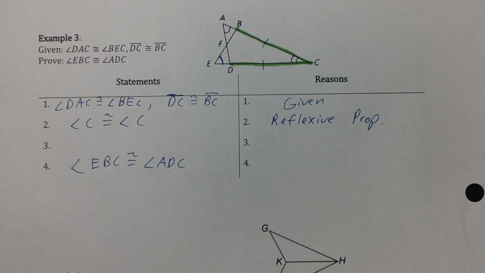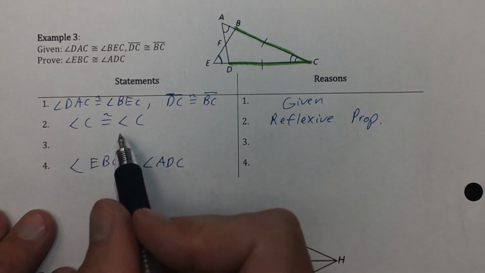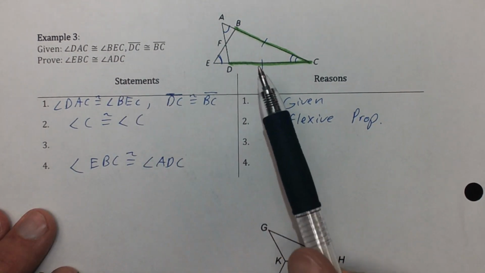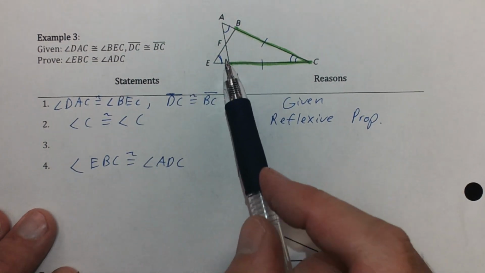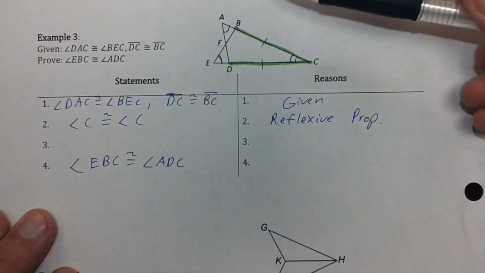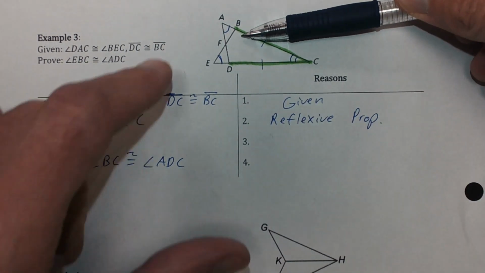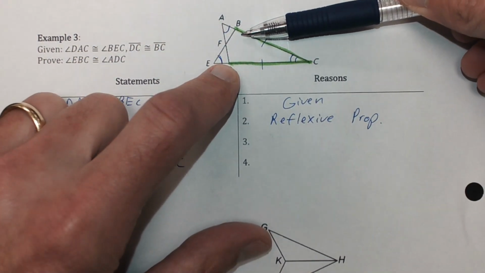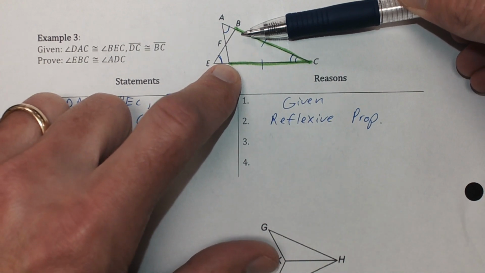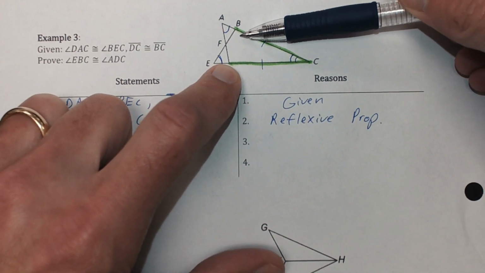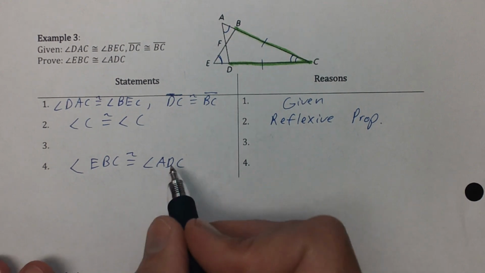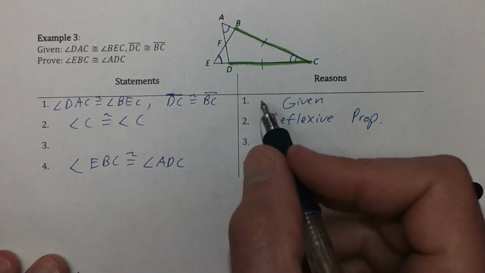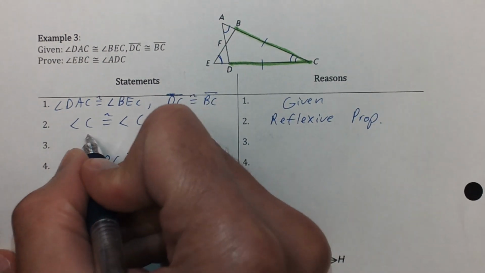Well, what am I trying to do now? I'm trying to eventually prove these two angles are congruent. So let me look at those angles real quick. EBC, that's right here, and then ADC, that's right here. So I have two different angles, one angle in each triangle. And the best way to prove that those are congruent is to first prove that the triangles themselves are congruent.